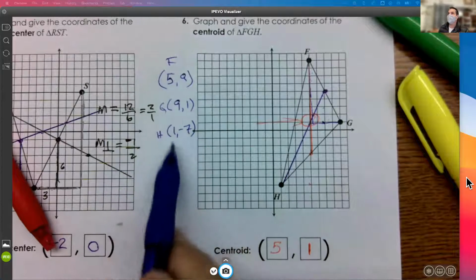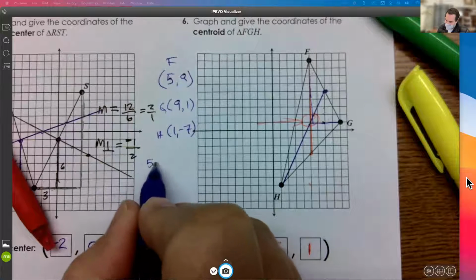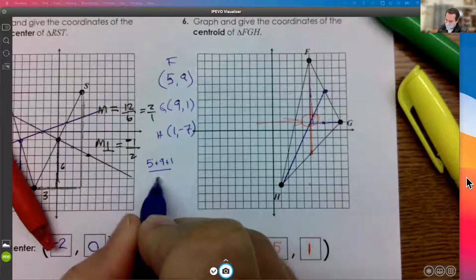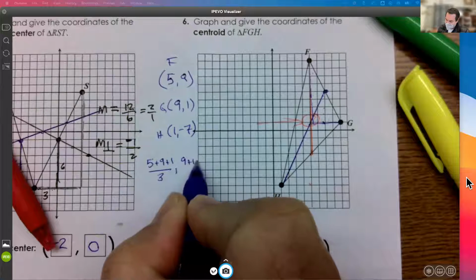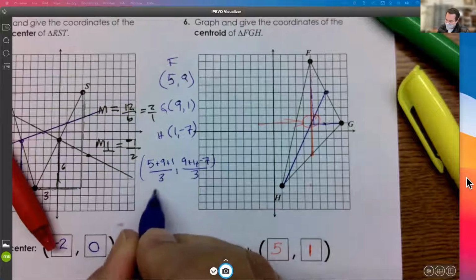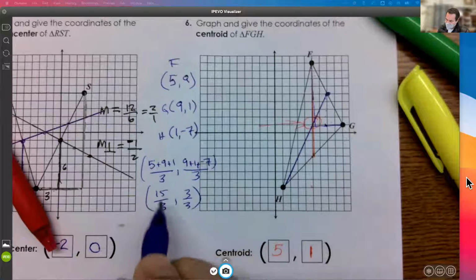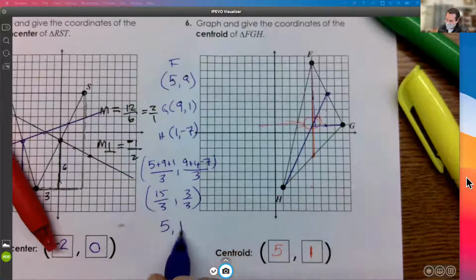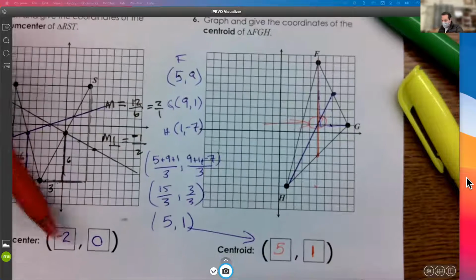and just average them all. Let's see, that would mean that my X value is 5 + 9 + 1 over how many? 3. My Y value is 9 + 1 + -7 over 3. I get 15 over 3 and 3 over 3. 15 over 3 is 5. 3 over 3 is 1. That is my centroid. So that's a pretty cool little shortcut, but it only works for the centroid.